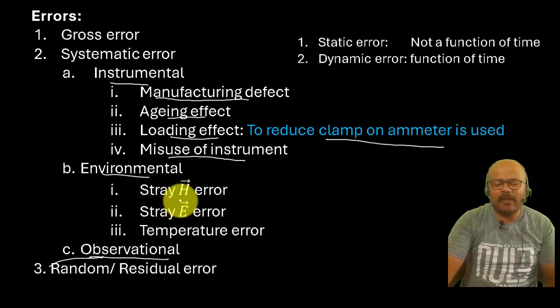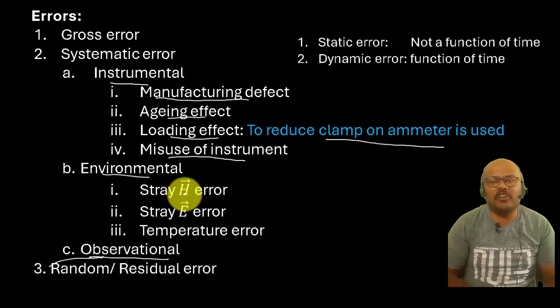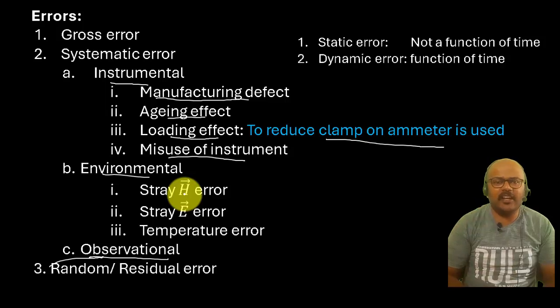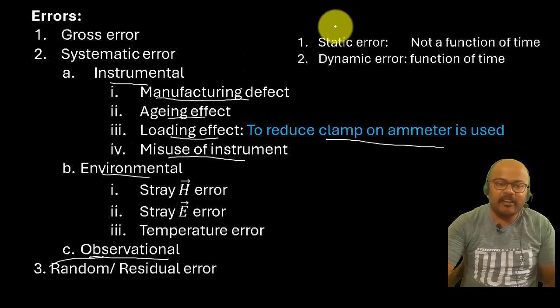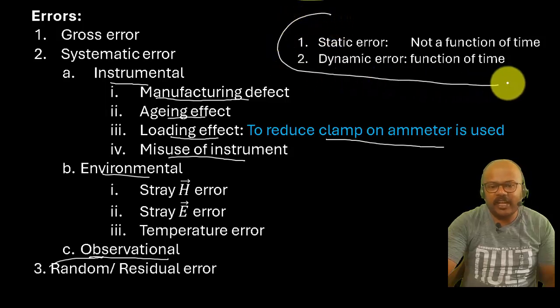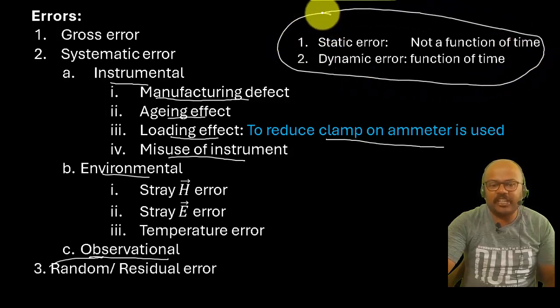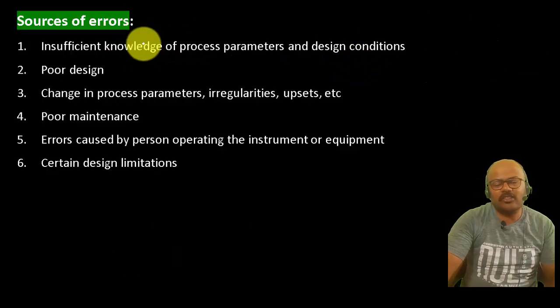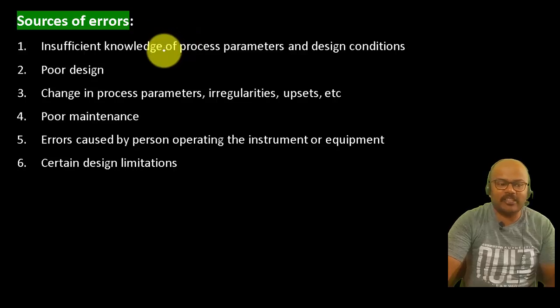Environmental error: stray magnetic field error, stray electric field error, temperature error, very important. When temperature increases, you will have a case of positive temperature coefficient or negative temperature coefficient. You have to compensate it with the help of resistance, right? Maybe you can make use of a swamping resistance or any other technique you can adopt. Next, in a broad way, error can be classified into static error, which is not a function of time, and the second one is dynamic error, which is a function of time. The sources of error are very important, we have discussed.